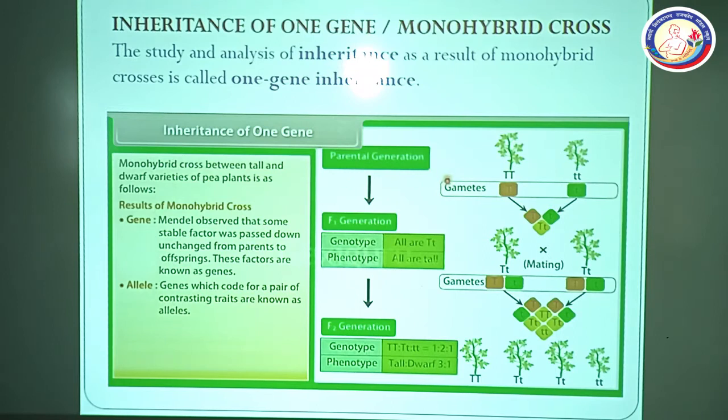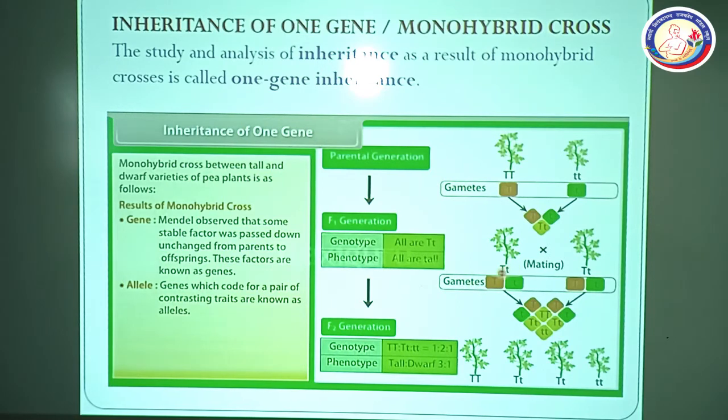So you can see these are the parental generation. This is the tall plant, capital T capital T. This is the short plant or dwarf plant, small t small t. In the gametes, these alleles are separated, capital T and small t, and after the crossing, or you can say after fertilization, capital T small t is formed. This is the F1 generation, and in the F1 generation you can see here the genotype is all capital T small t and the phenotype is all tall plants. So all the plants in the F1 generation will be tall.